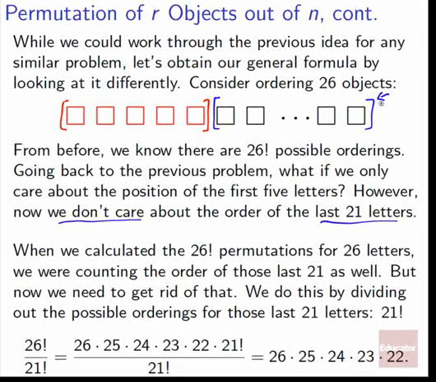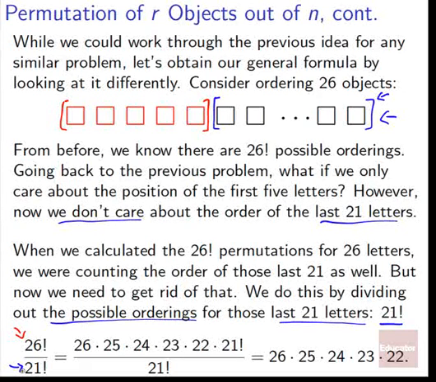So how do we get rid of that order? We do it by dividing out all the ways we could order, all the possible orderings for those last 21 letters. How many ways can we order 21 letters? We can order them 21 factorial ways. So we've got 26 factorial possible total, but then we're dividing out the stuff that we don't care about, that 21 factorial for the tail, this last 21 letters. So 26 factorial for the whole thing divided by 21 factorial for the bottom.